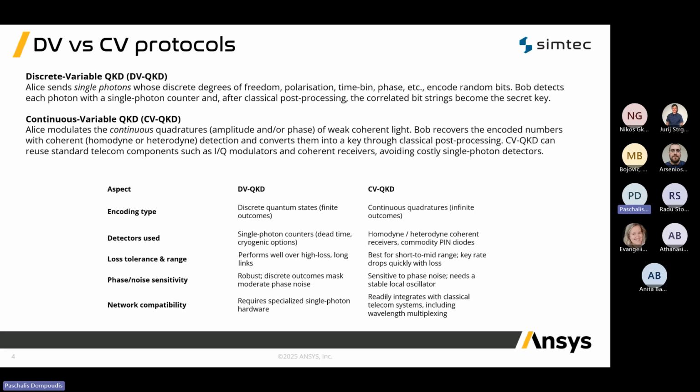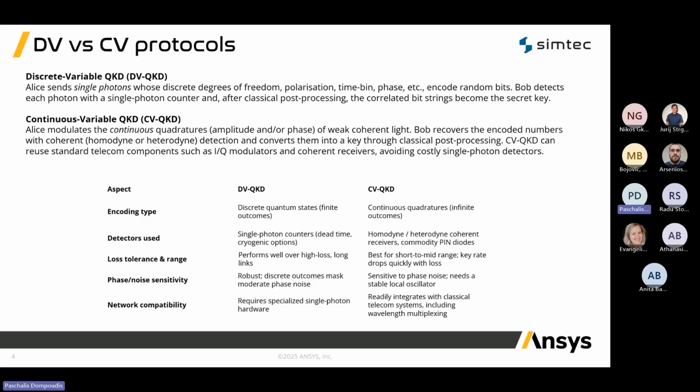In continuous variable QKD, Alice sends very faint laser pulses instead of single photons. She tweaks each pulse's amplitude and phase, which are two values called the quadratures. And Bob mixes the light with his own laser, and using standard telecom receivers, reads those two numbers.